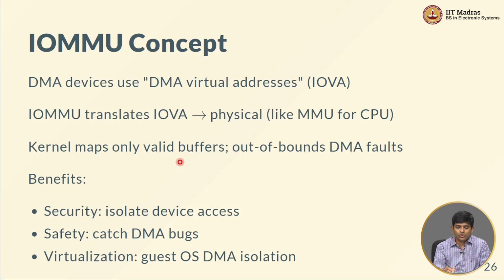And the kernel can now take care of mapping only valid buffers, meaning that it can configure the IOMMU to say only these regions are valid DMA buffers. If the DMA is trying to access anything out of that range, fault. So once again, it allows you to isolate device access. It can also catch bugs in DMA if it's trying to access things it shouldn't be.